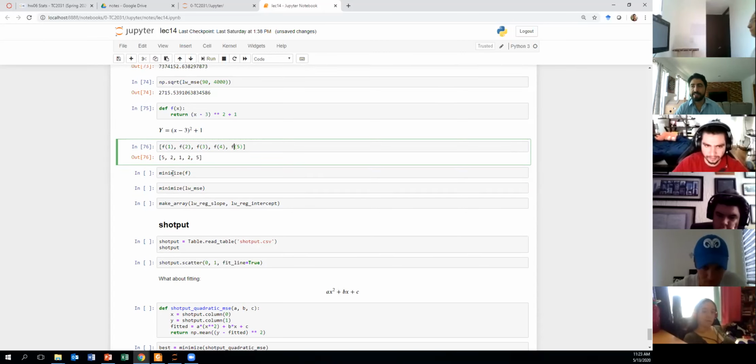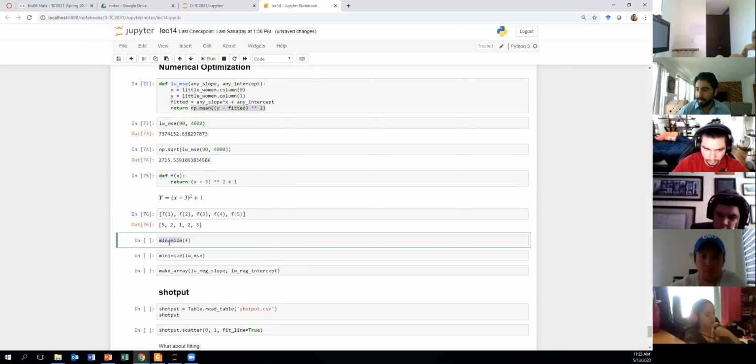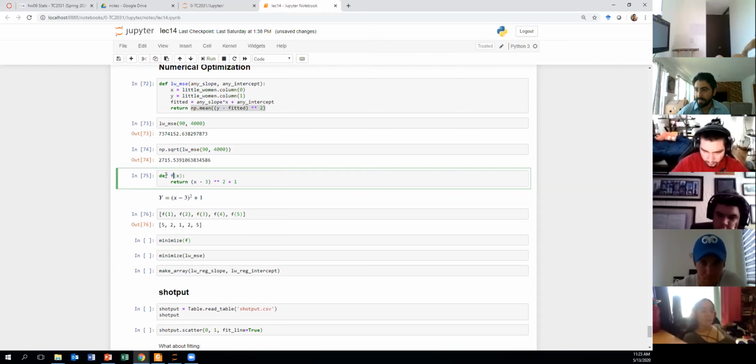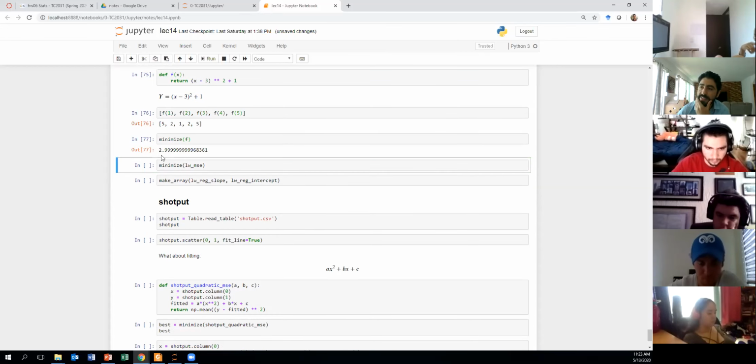So if I call it with that minimize function that I showed you, this is my minimize function. This is the internal Python comments, and this is my f, the function that I defined here. If I call it this one, I'm going to get the value that gives me the lowest number. So the value is like 3.